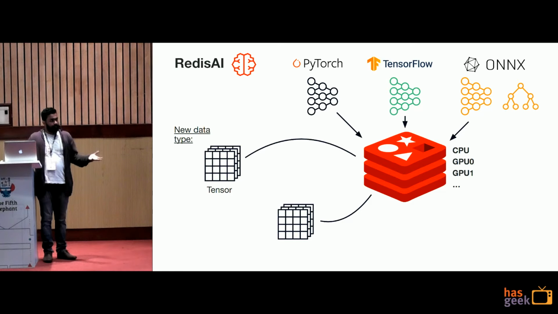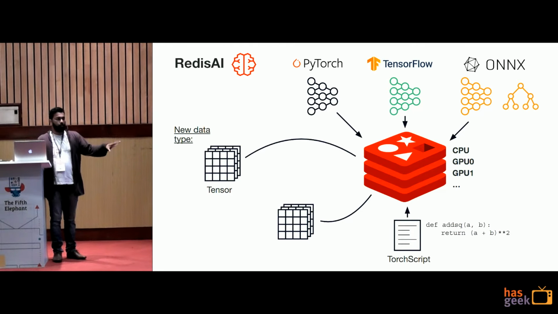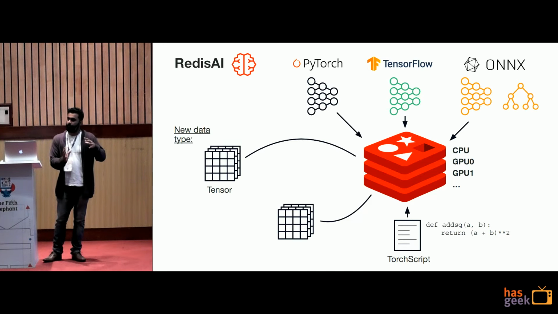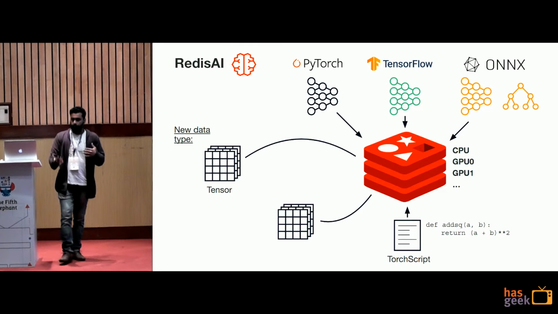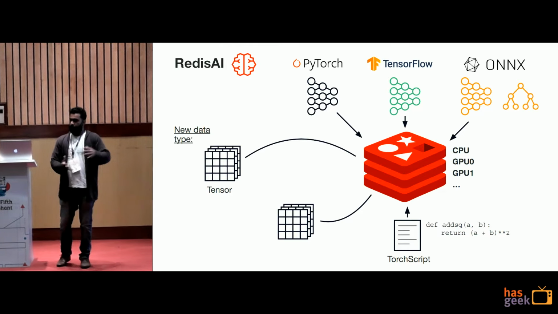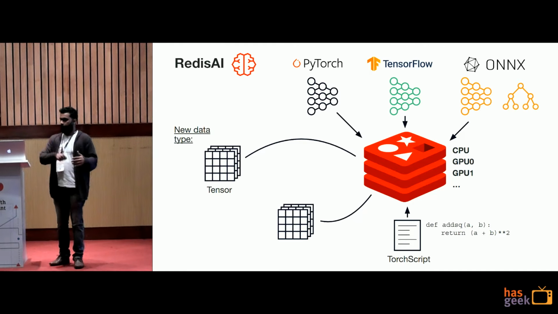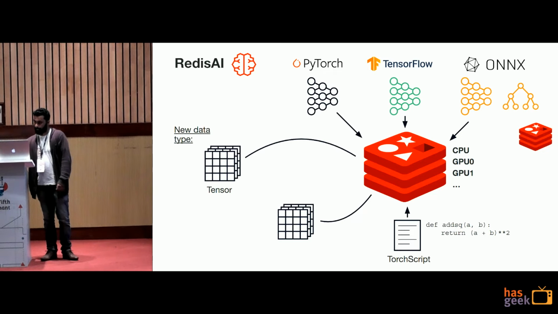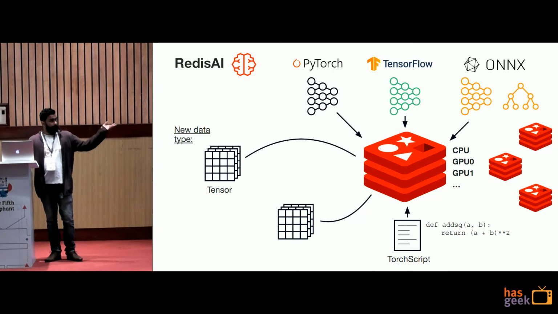So GPU, CPU, and as I said, TPU is upcoming. Something called TorchScript, I'll be defining that in a bit. So the idea is it's like a subset of the Python language, but it's not running in the Python interpreter. It's running on a highly efficient C interpreter, but for getting that performance, you don't really have to learn another language. You can write your Python function and let RedisAI take that code and run it on a highly efficient C runtime. Replicas, master and slave.